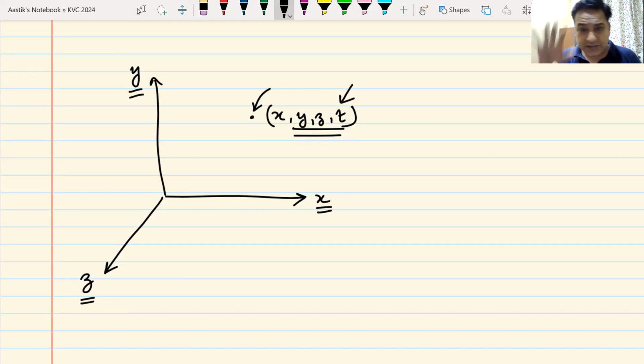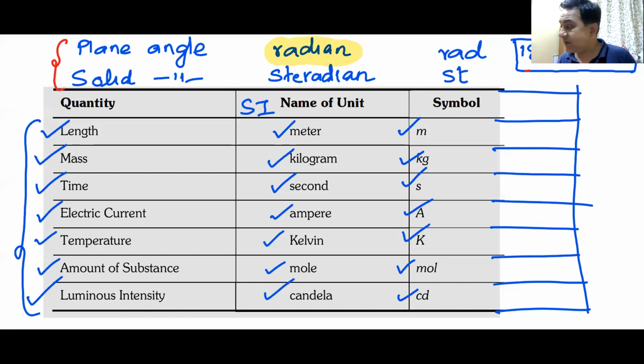So x, y, z, t, there are only 4. But now I can't do with 4. I need more. How many more do I need? I need 7. And so I have 7 fundamental dimensions. If you want, you can call them 7 fundamental dimensions. And what are the names of these 7 fundamental dimensions?